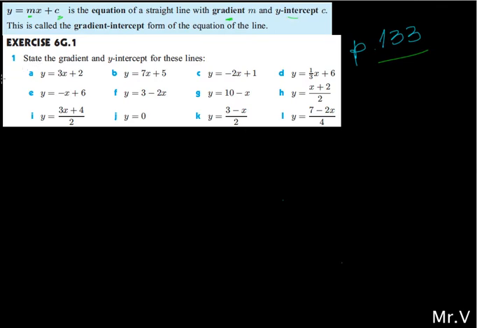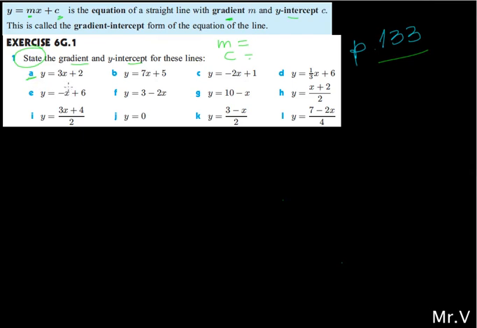In this first exercise, it's very simple. We just have to state the gradient and the y-intercept. So what they're asking me is to find m and to find c for each of the equations. Let's start with the simple one, a.